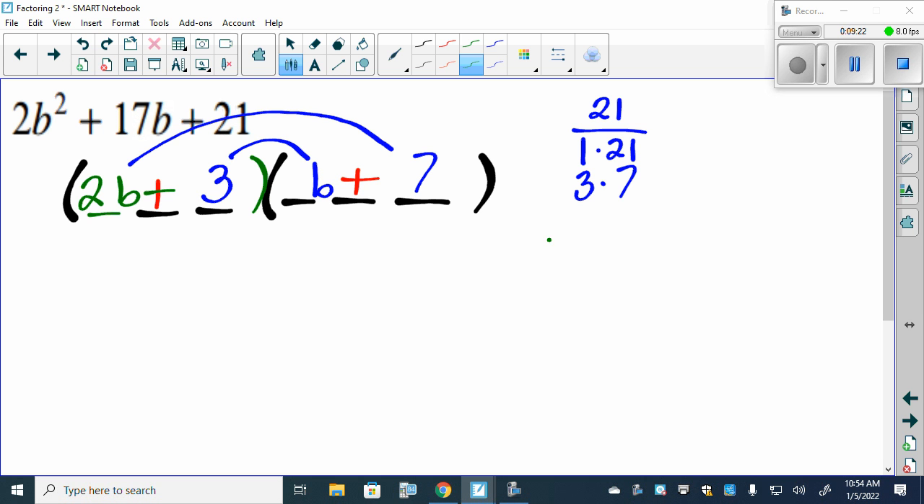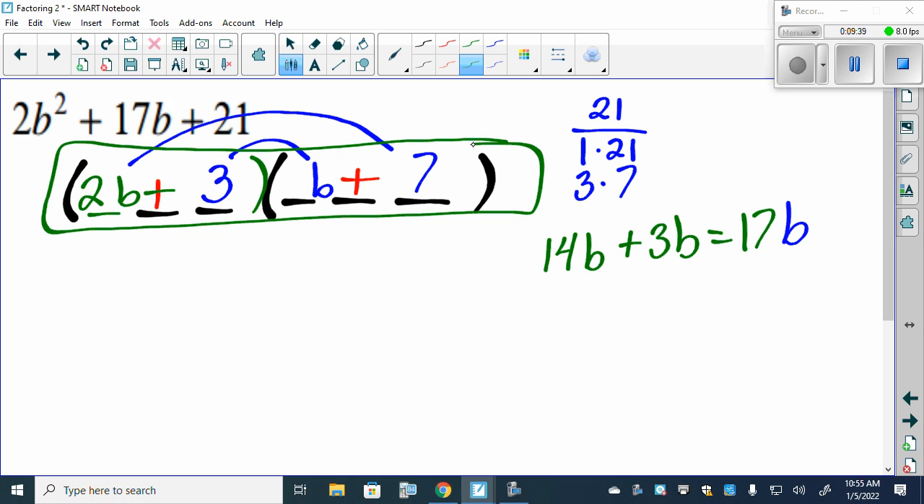2b times 7 is 14b. 3 times b is going to be plus 3b, and 14b plus 3b is 17b, which is exactly what we wanted. So that right there is the correct answer. Any questions on this here? Almost the exact same thing as what we did yesterday, just having numbers in front of the variables.